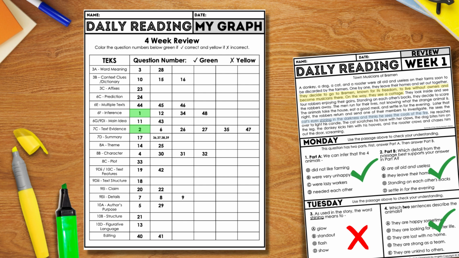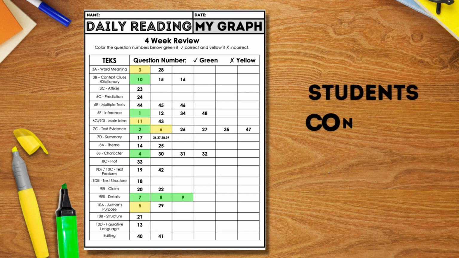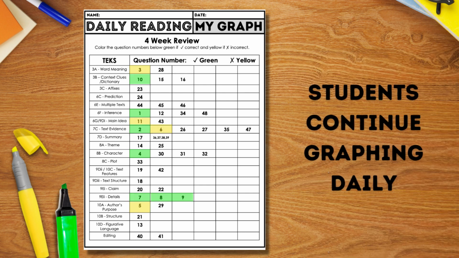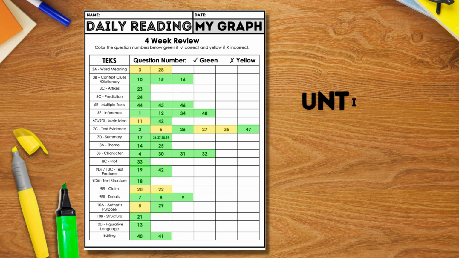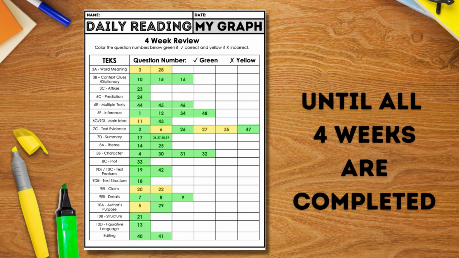Number 2 is also green since it was correct. Then 3 is yellow since it was answered incorrectly. And 4 was green because it was correct. Students will continue graphing their results daily or weekly until the 4 weeks are completed.